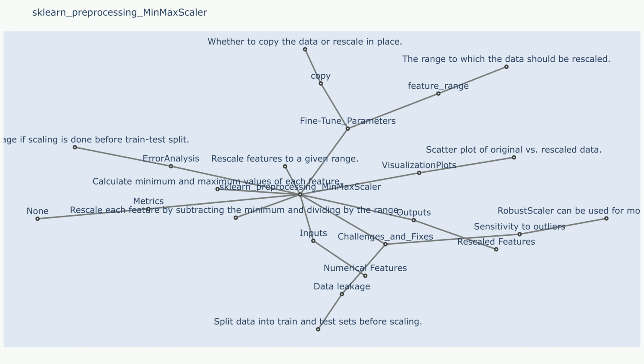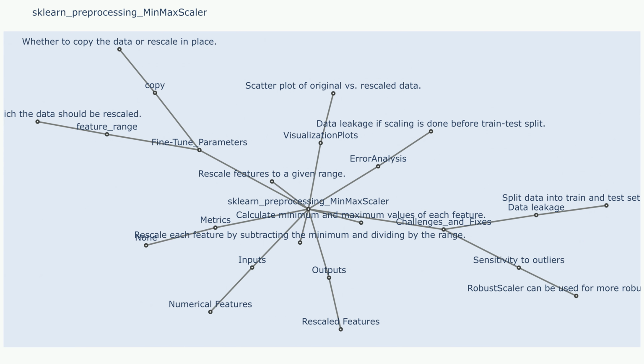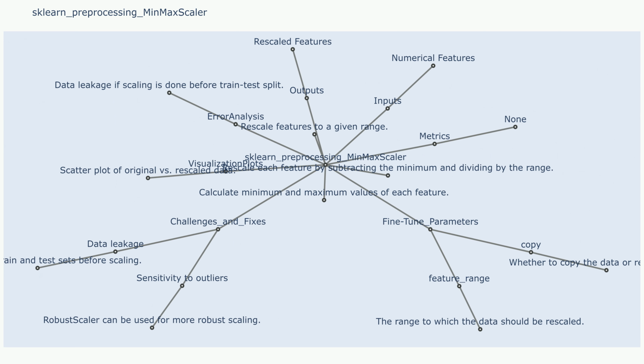Steps. Step 1. Explain in detail. The min-max scaler first calculates the minimum and maximum values of each feature in the input data. Step 2. Explain in detail. Then, for each feature, it subtracts the minimum value from each data point and divides the result by the range, maximum minus minimum. This transforms the data to a range between 0 and 1.